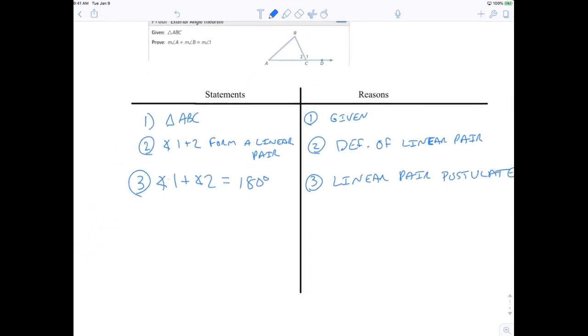All right. Now we proved the sum of the interior angles, right? So we can say now angle A plus angle B plus angle 2 equals 180 degrees. And they call that the triangle sum theorem.